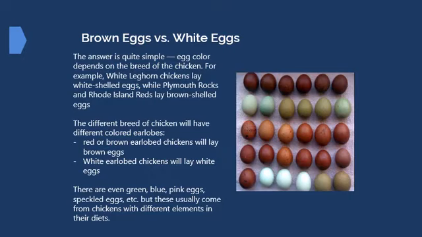There are even green eggs and blue eggs, pink eggs and speckled eggs, but these usually come from chickens with different elements in their diets as opposed to their breed. As you can see from the picture, even the green eggs have shades. The darker green eggs come from those red earlobe chickens, whereas the lighter green eggs come from the white earlobe chickens.